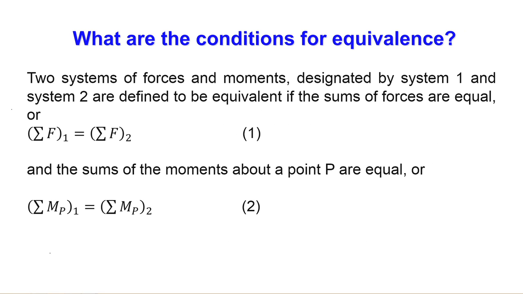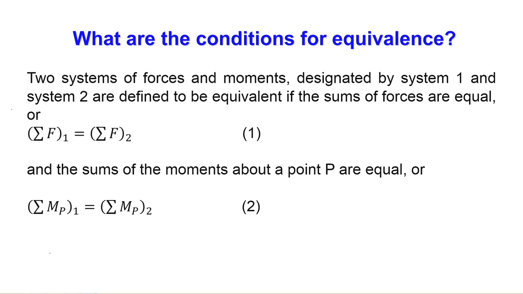Now, next we want to discuss the conditions for equivalence. Suppose two systems of forces and moments are there; how do we determine whether they are equivalent or not? There are two conditions. Here we have shown system 1 and system 2. They are equivalent if the sums of the forces are equal, that means sigma F for system 1 is equal to sigma F for system 2; the sums of forces are the same. The second condition is that the sums of the moments about a point P are also equal.